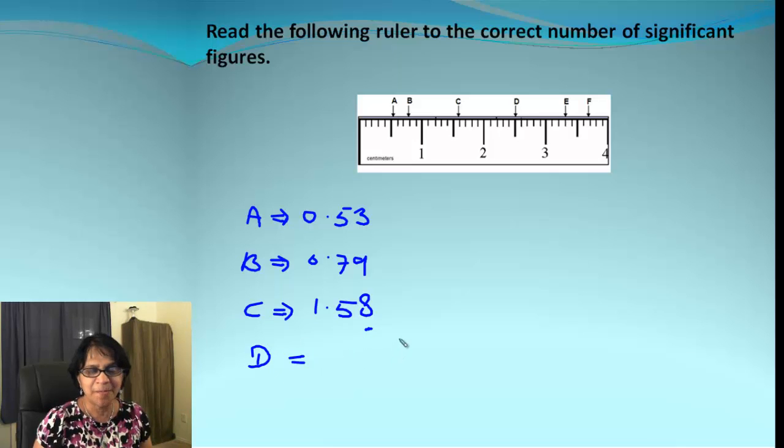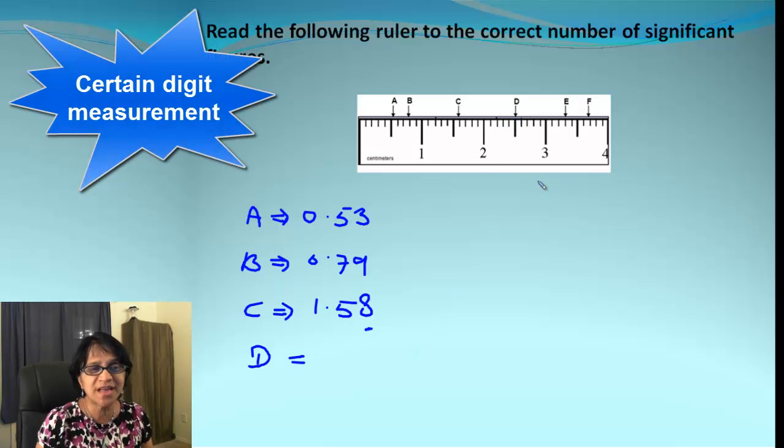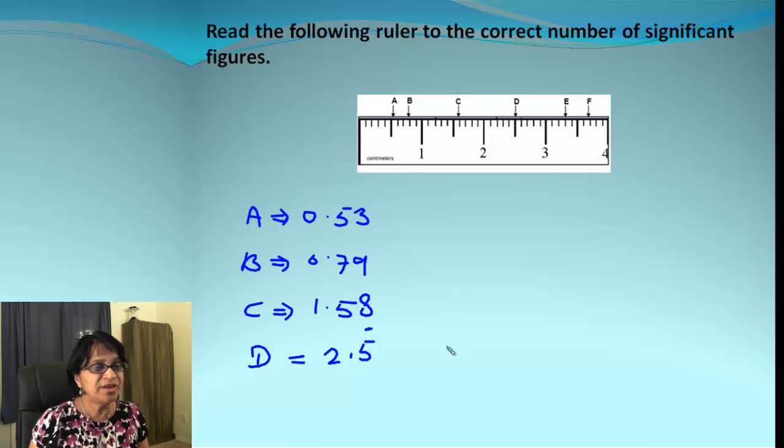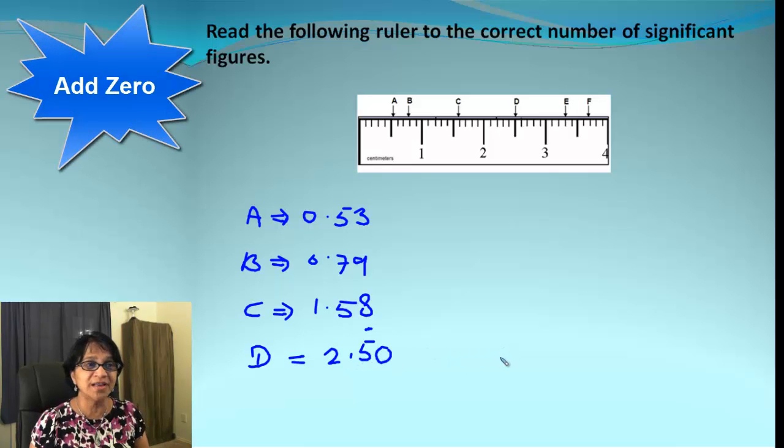Look at D. D is exactly coinciding with the marking. And what is the marking? It is 2.5. But we don't stop here, because remember, we always have to add one more digit, and if it coincides with the marking, what do we add? We add 0. So it's 2.50.